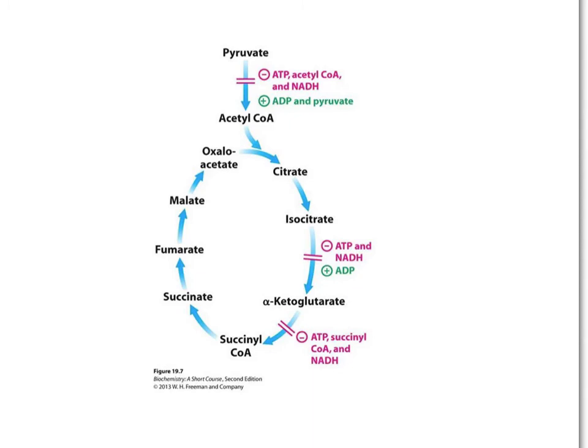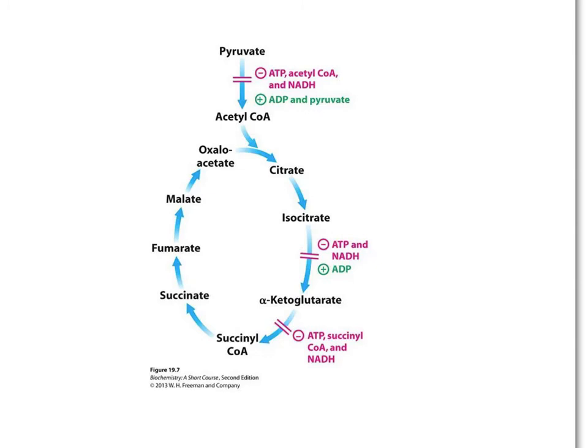For instance, why would pyruvate dehydrogenase complex be downregulated by ATP, by acetyl-CoA, and NADH? Why would it be upregulated by ADP and pyruvate? Why would that be the case? And then look at these.